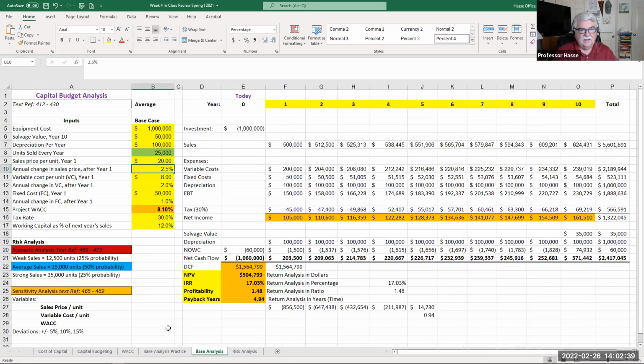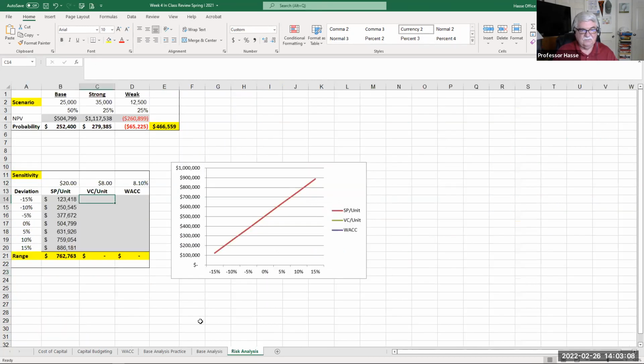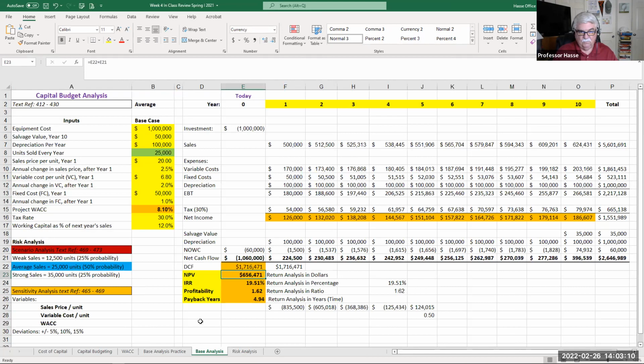So $8 is our variable cost. Take that times a 15% reduction, times 0.85. The same procedure as we did before. $8 times a 15% reduction is 85% of $8. Notice we're going to be making more money because our variable costs have dropped to $6.80. Our NPV is $656,471 under that risk change.